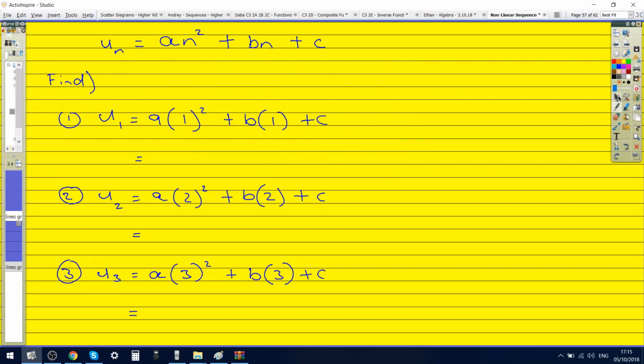So you know how the general form of a linear equation is y equals mx plus c? Well, for a sequence, it's like dn plus c, where d is the common difference. The general form of a quadratic equation is y equals ax squared plus bx plus c, and for a quadratic sequence, instead of it being x, it's n. So an squared plus bn plus c.